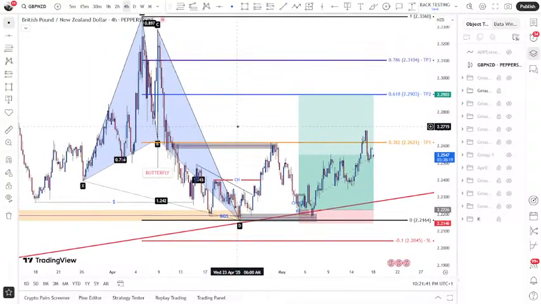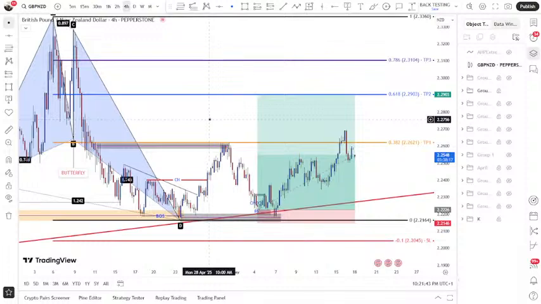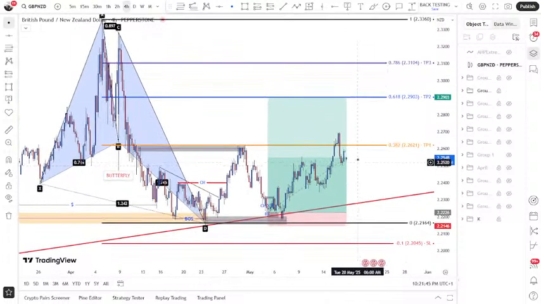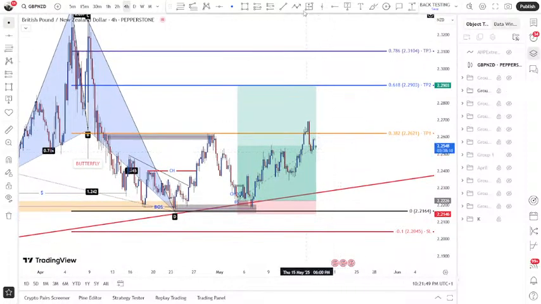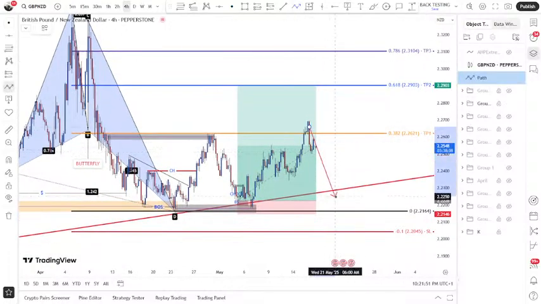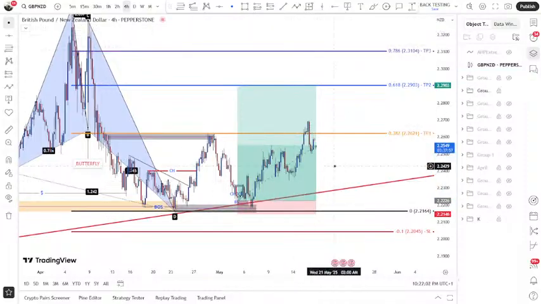Okay, hope you guys can see my screen clearly. So I want to see what price will do. If we cannot break above this 0.382, we might have a retest to this level, or probably a continuation to the downside. But I'm still very optimistic to see what happens right here on GBP NZD. I'm expecting a more push to the upside.